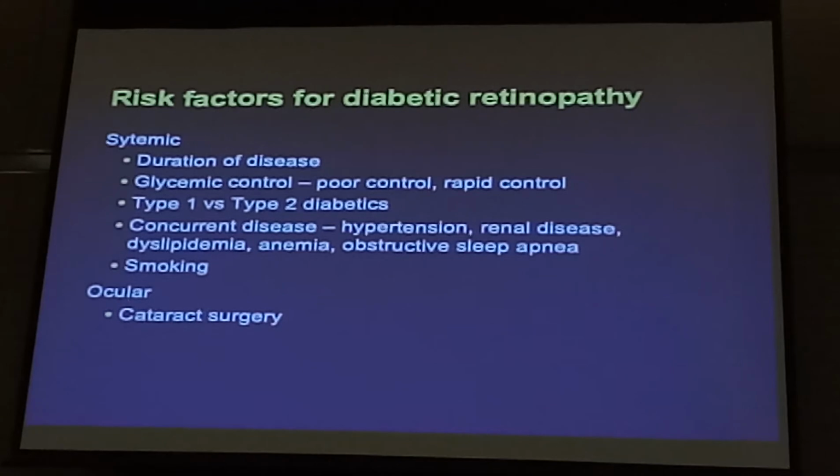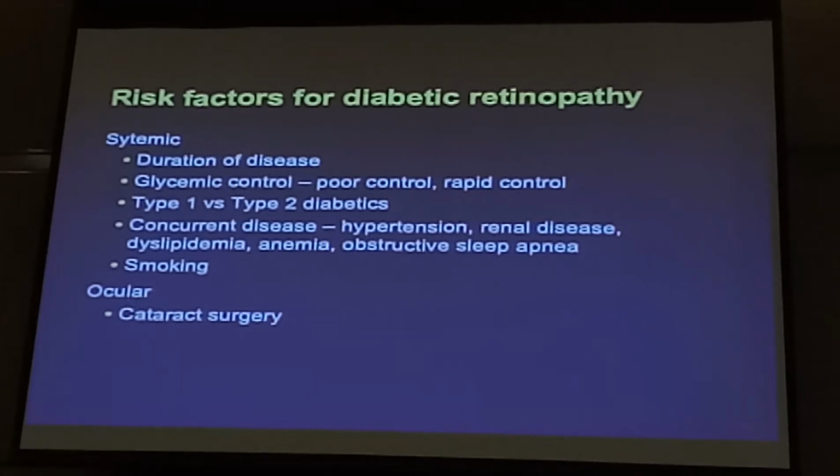Glycemic control, obviously, right? Poor control, very common again in our situation. Most of our average HbA1c is what, 8 to 10%. In the West, maybe 6 to 8%, but really glycemic control is a big challenge, not only for us, but our colleagues. Type 1 versus type 2 diabetes gives you different patterns of diabetic retinopathy. Type 1 tends to give you more proliferative disease. Type 2 tends to give you more diabetic macular edema. But these are not exclusive, you can have both.